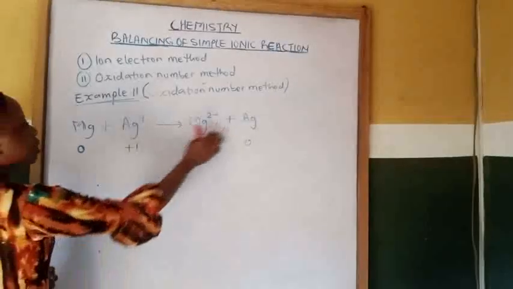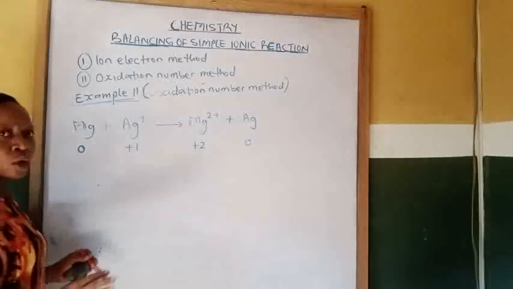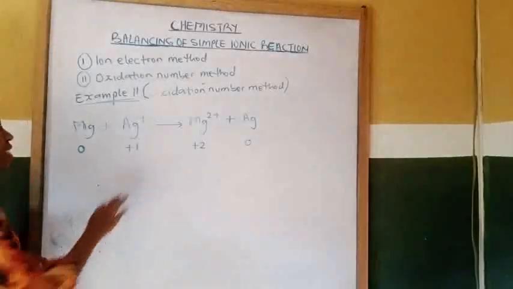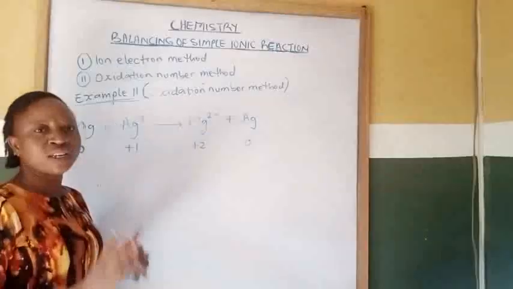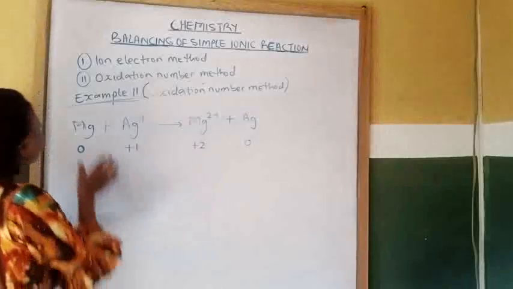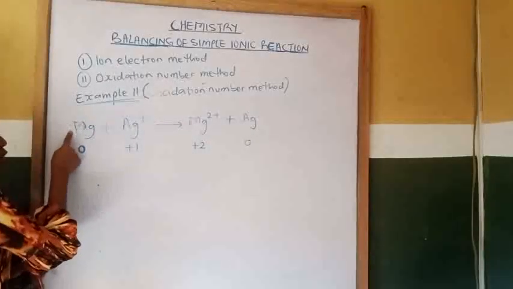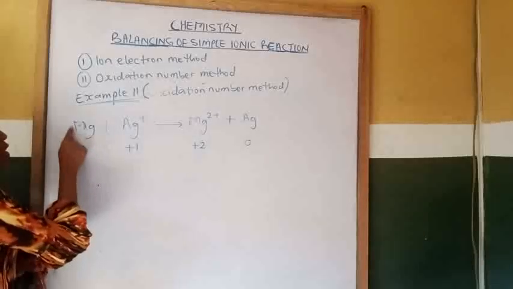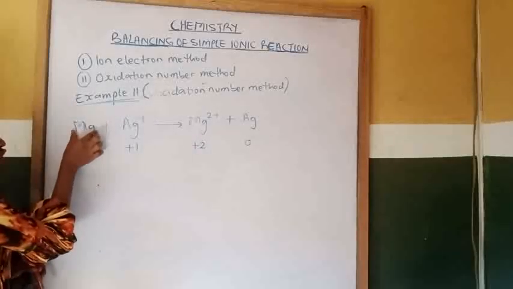Now, the next stage, we balance the number of atoms at both sides. Don't forget that the charge does not have anything to do with balancing the number of atoms. So let's look at magnesium at this side. We have one atom of magnesium because the coefficient is 1 and the subscript is 1. So 1 times 1 is 1.